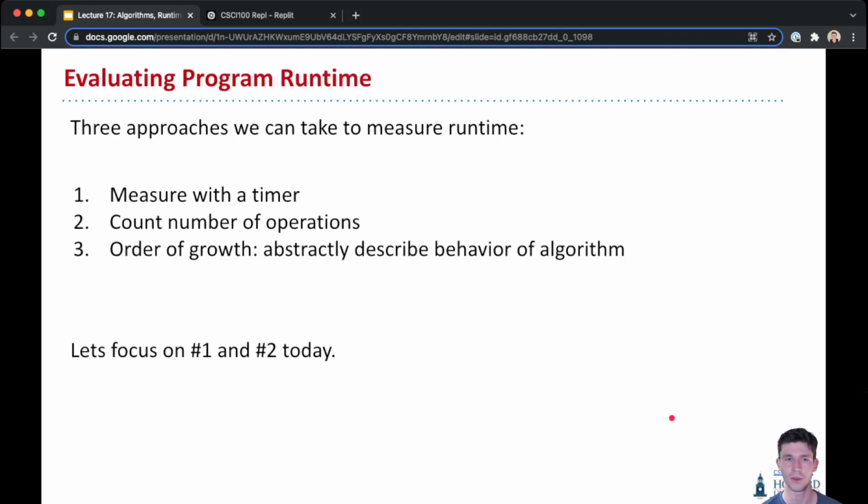And actually, we'll even limit our scope a little bit more for today. There are a few different ways we can think about runtime. The first is really interesting: we can just measure the length of our program with a timer, like a stopwatch. We could also count the number of operations, or we can think about order of growth. Order of growth we will get to in our next lecture, but today we'll talk about measuring with a timer and counting the number of operations.